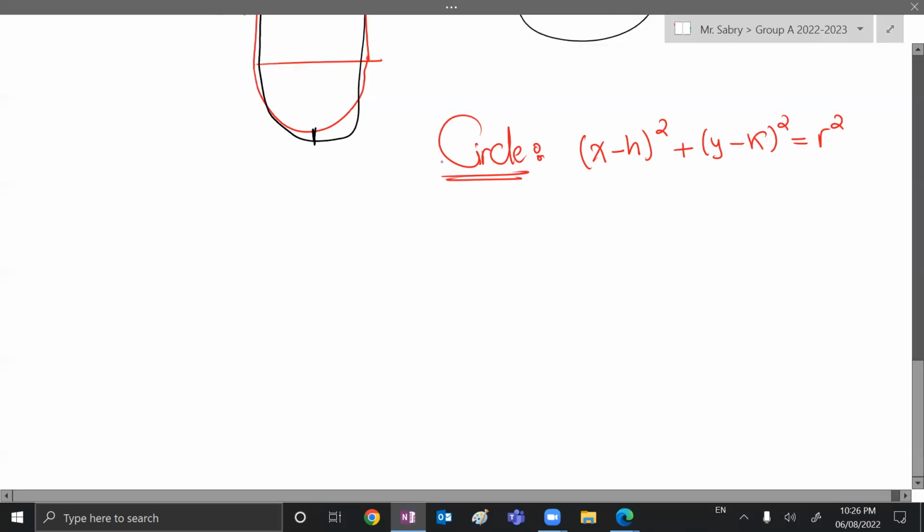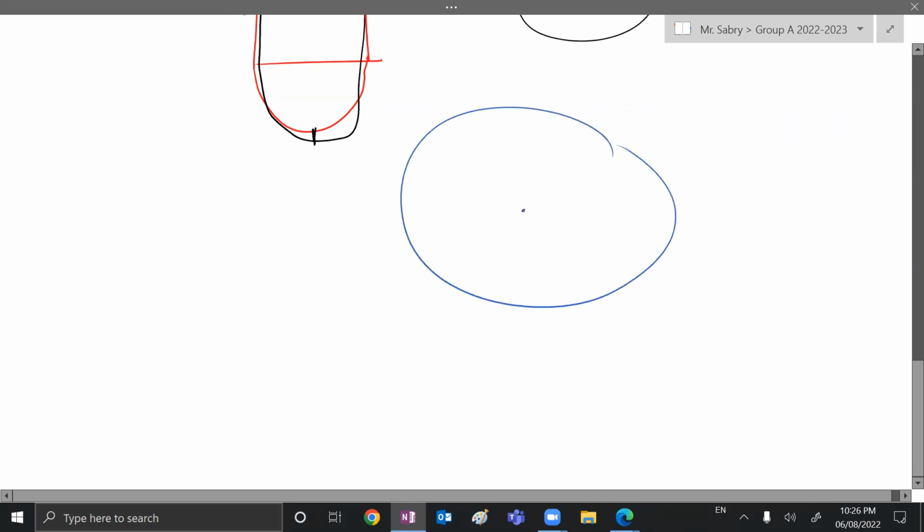Before we start discussing the equation of the circle, we'll first discuss the area of a sector. Let's say we have a circle like this one, and this is the sector we're discussing. Let's say we know that this angle is 100 degrees, and the radius is 4. We need to know the area of this sector. So how do I know the area of a sector?